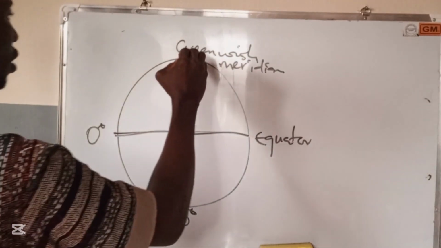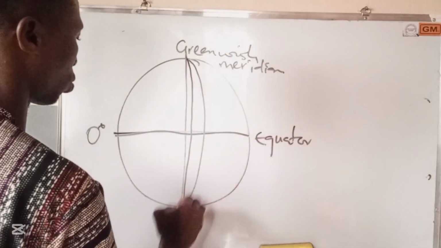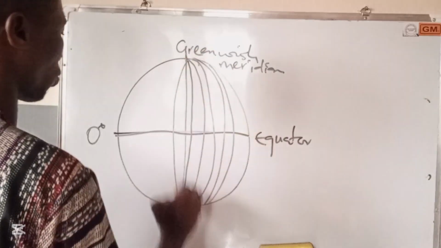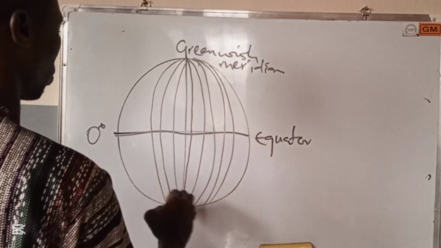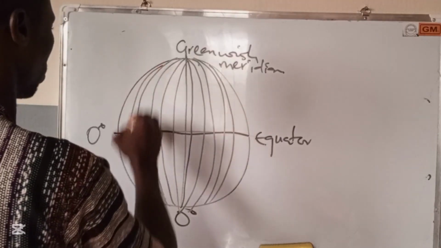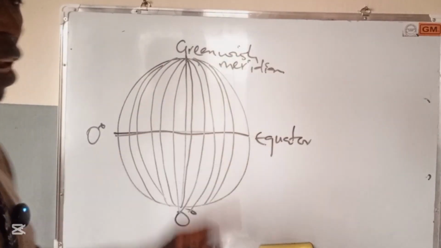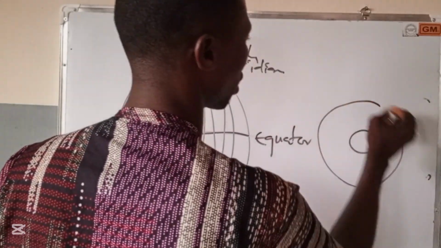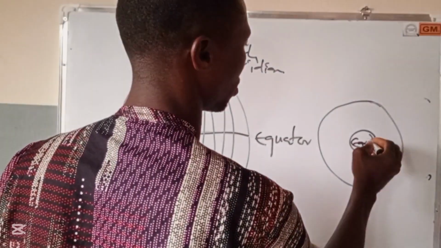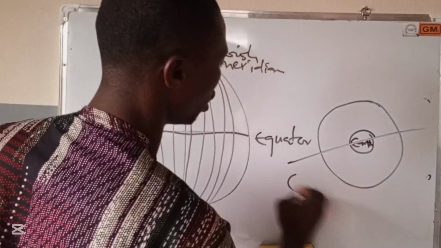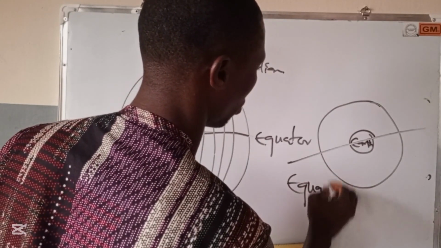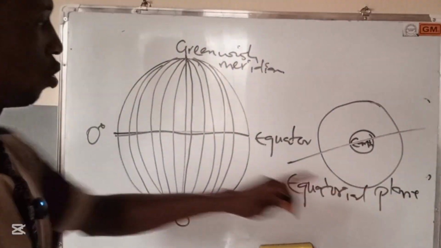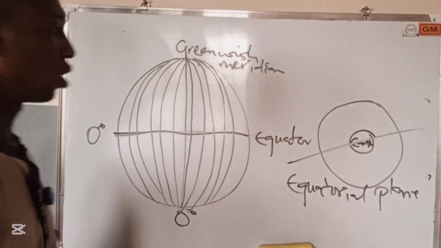You are aware that we have different lines of longitudes. And each of these longitudes has an angle. Now, this is our Earth, and this is our geostationary satellite. On this plane, this is the equatorial plane. Like you cut your orange into two, this is the equatorial plane.